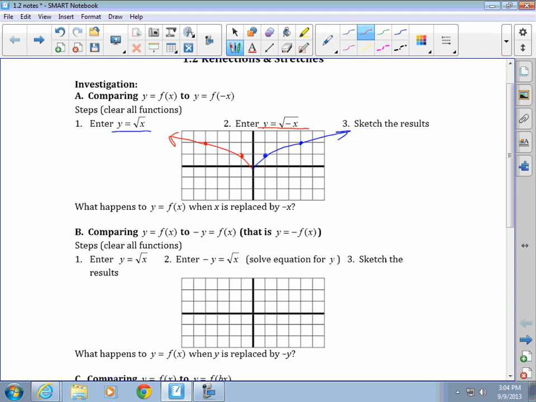So what happened when x is replaced by negative x? It flipped it over, right? The y-axis. So when that negative sign is applied inside your function, you get a flip over the y-axis. It's half of a parabola.